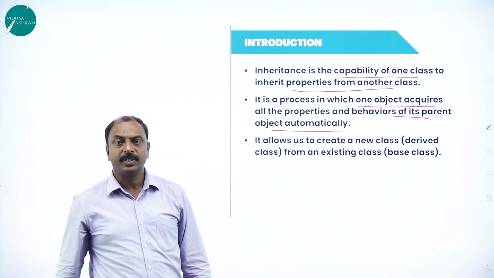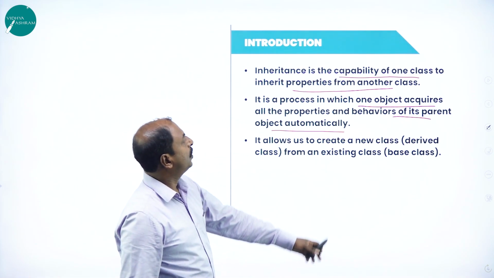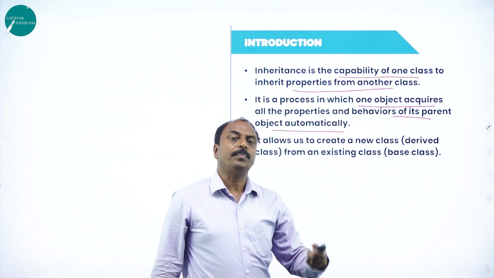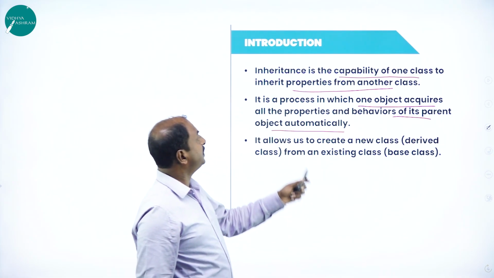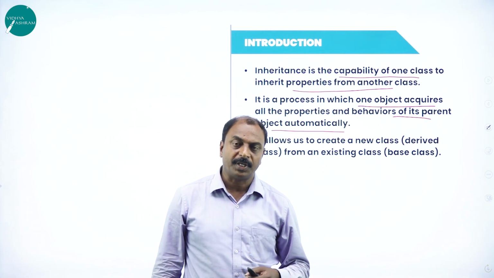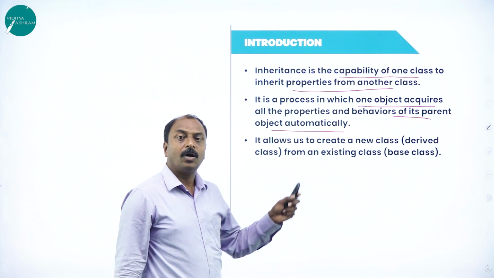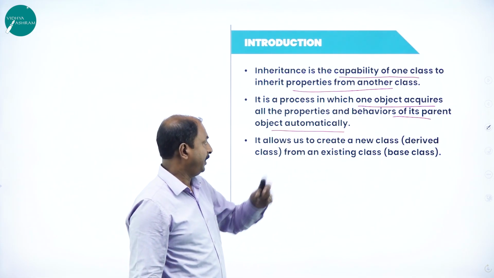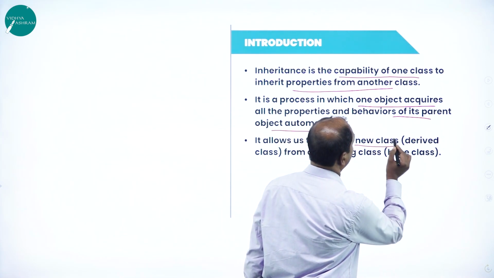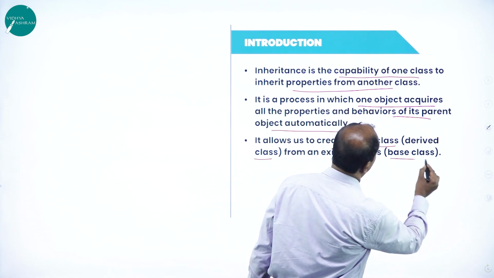Here we use the word parent class as well as child class. So the object acquires the properties from their parent class, or it acquires few properties, or it can also acquire all the properties from some other class, that is from parent class or parent object automatically. So it allows us to create a new class, and it is called derived class, from an existing class, that is called base class.